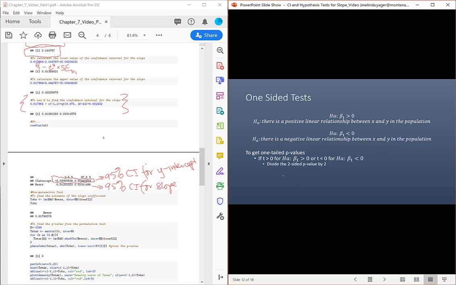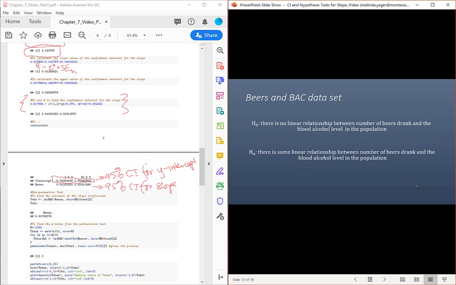To get one-tailed p-values, if our test statistic is greater than 0, for an alternative where we're looking at a positive linear relationship, or if our test statistic is less than 0 for a left-sided test, we would divide the two-sided p-value by 2. In our beers and blood alcohol content example, we assume that there is no linear relationship between number of beers drank and the blood alcohol level in the population. And we're testing the alternative that there is some linear relationship between number of beers drank and the blood alcohol level in the population. Let's go back to the R output to calculate the test statistic.